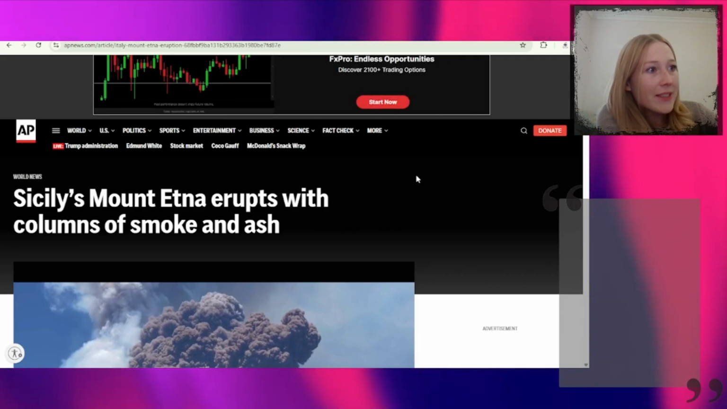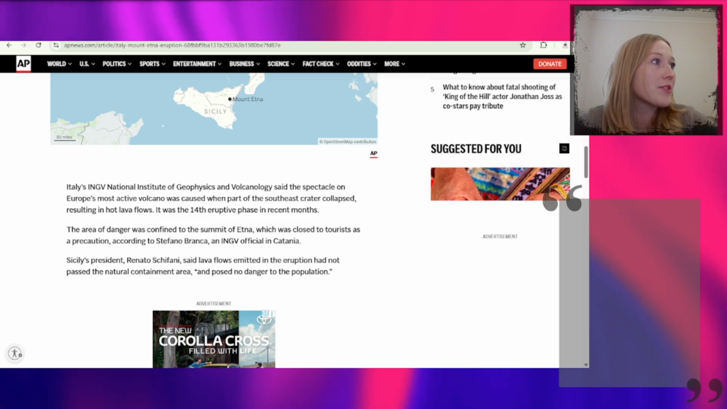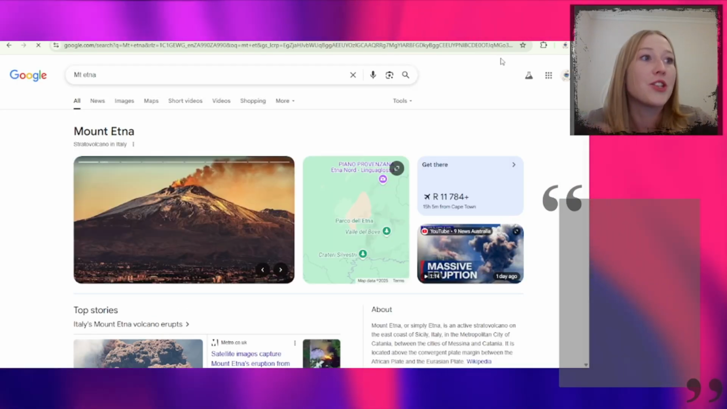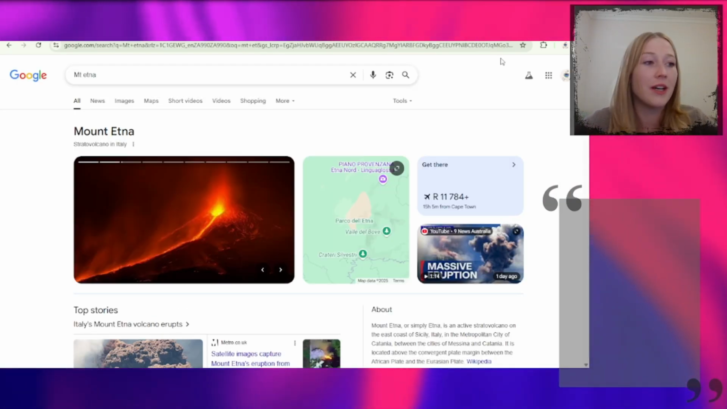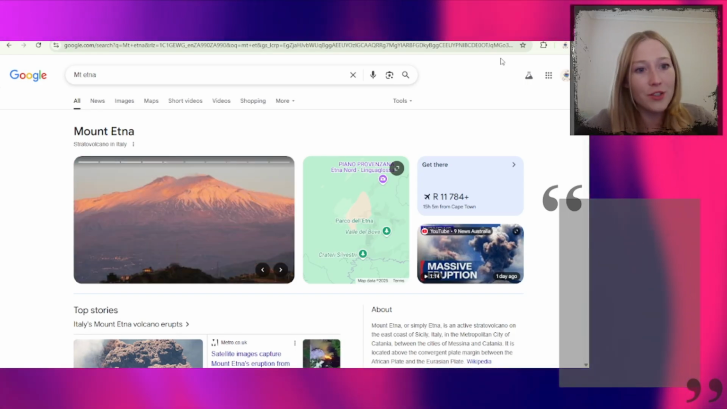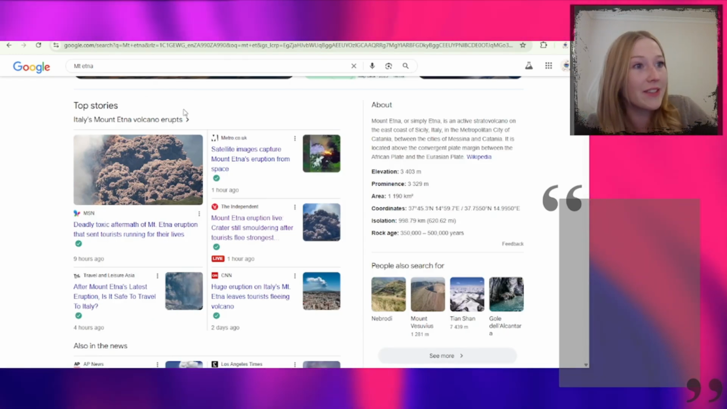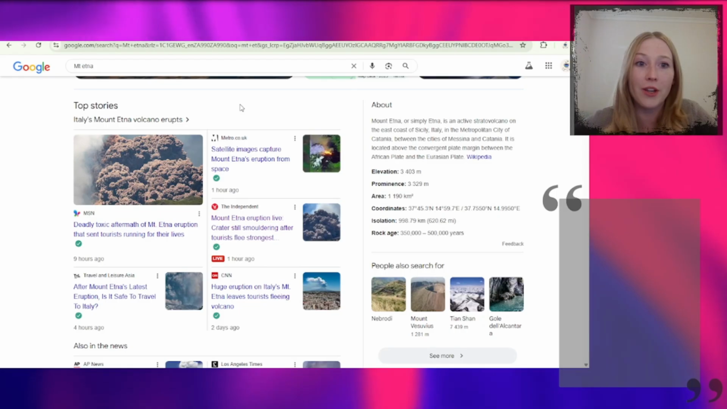So Mount Etna, I believe, is actually a stratovolcano. So let's just check. Yes, Mount Etna is a stratovolcano. So it's a composite volcano. It's made up of both lava and layers of ash and cinder. And as you can see, its eruption has definitely been news in the volcano world.